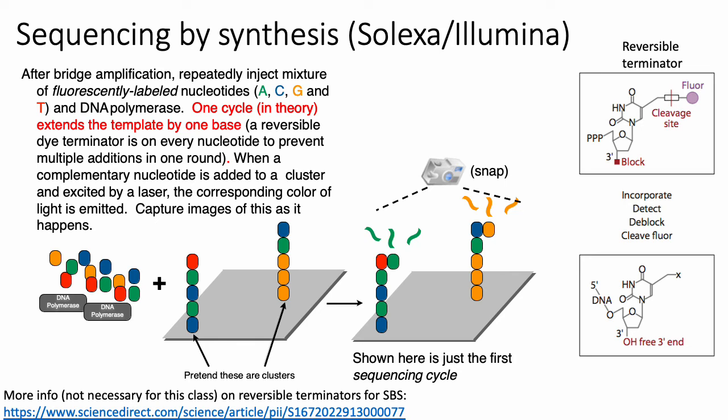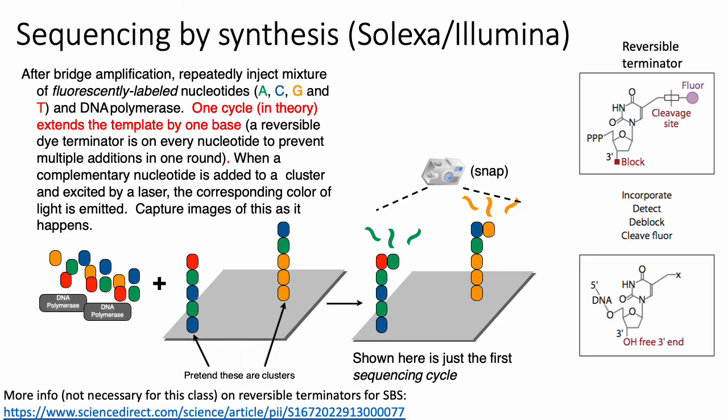And so the key idea here is that these modified nucleotides have 2 additional components, a fluorophore and a reversible terminator. When you have a template and you start adding these modified bases, DNA polymerase is going to pick up the appropriate complementary modified base, and it's going to extend the template by 1 base. And the terminator that's sitting there is going to prevent further elongation of the template.